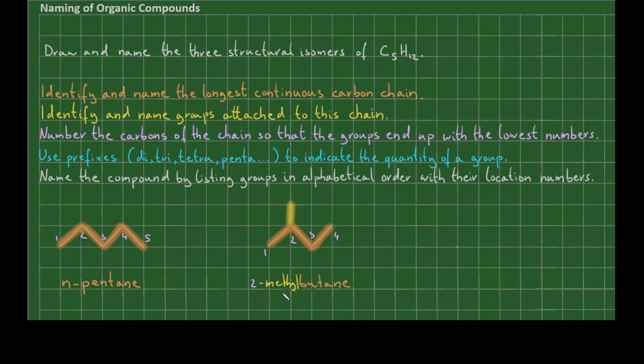I'm going to make the longest continuous carbon chain shorter yet again. Currently, I only have 4 carbons. I need to attach the last one. Where do I attach it? I'm trying to attach it somewhere so that I end up with a completely new compound. If I attach it here, it is still going to be 2-methylbutane.